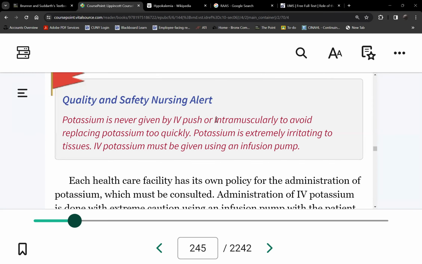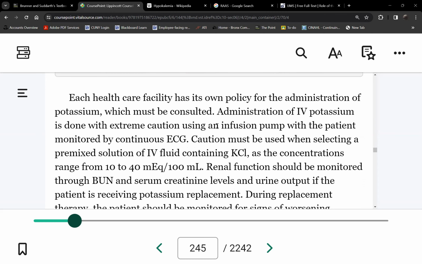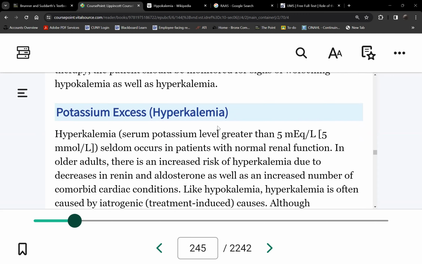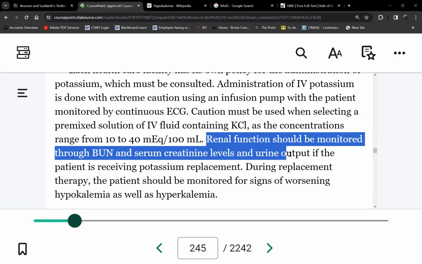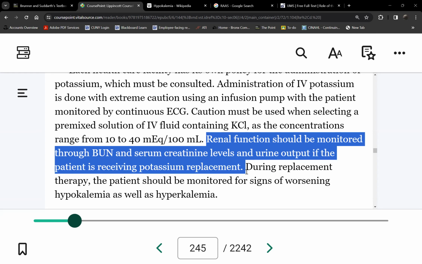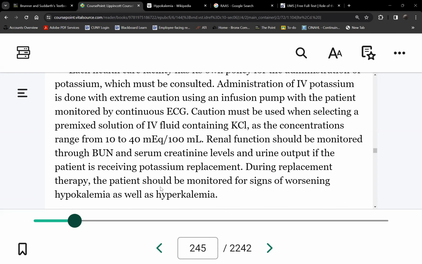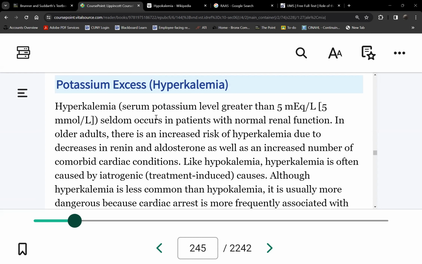And again, no IM, no sub-Q. Potassium, therefore, since it's not given IV push, it's always diluted. So the smallest dilution is 10 MEQs in 100 ml of, I think it's saline or dextrose. I'm not sure. But it's only 10 milliequivalents. All right, so we already discussed that renal function should be monitored throughout potassium replacement. Any questions?